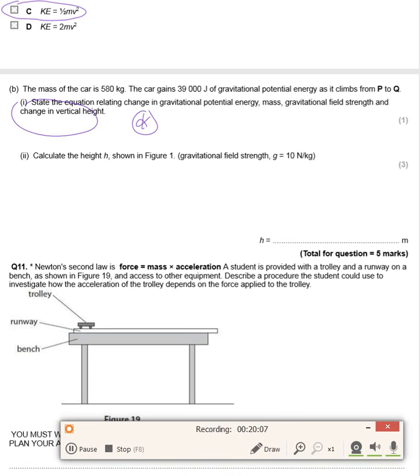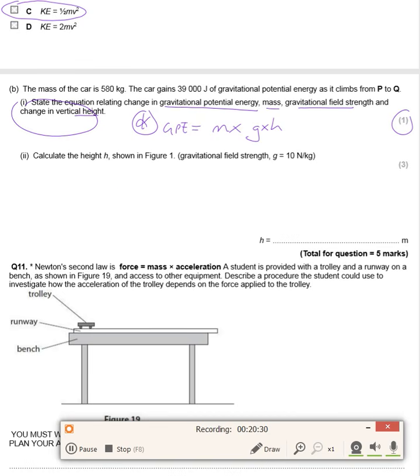So what we have is GPE. What's the next one? Mass, so I mass there. What's the next one? Gravitational field strength, g. What's this one? Height. So all we have to do is just put the equals sign. The first one, after the first one is always equal to, and then the rest is just multiply. Here we go. One mark. Done. Now we need to calculate the height.